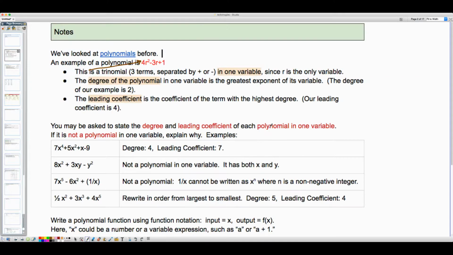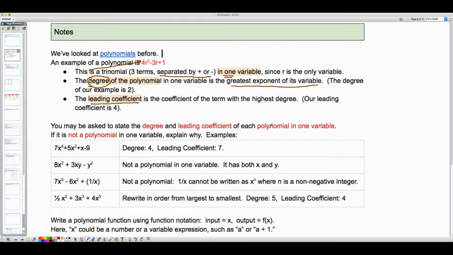And we've looked at polynomials before. This particular one in red is a trinomial. There's three terms. Terms are separated by a plus or a minus sign. And these are in one variable, since r is the only variable in this. The degree of the polynomial is the greatest exponent of its variables. So in this one, it's 2.